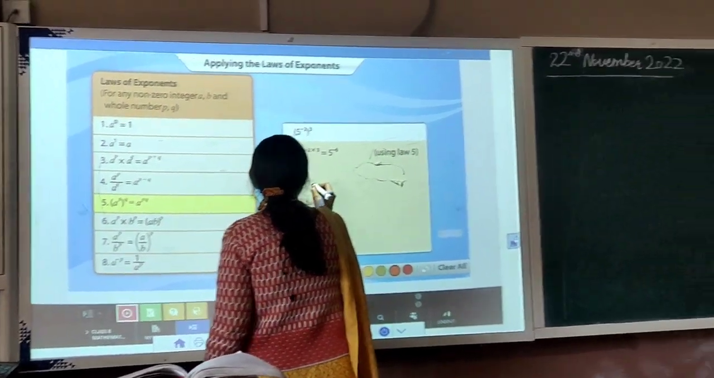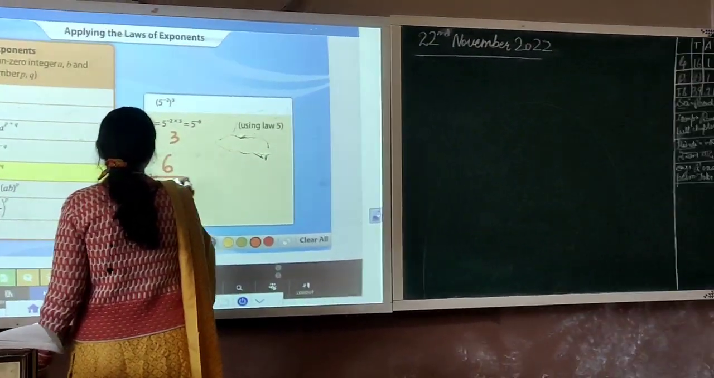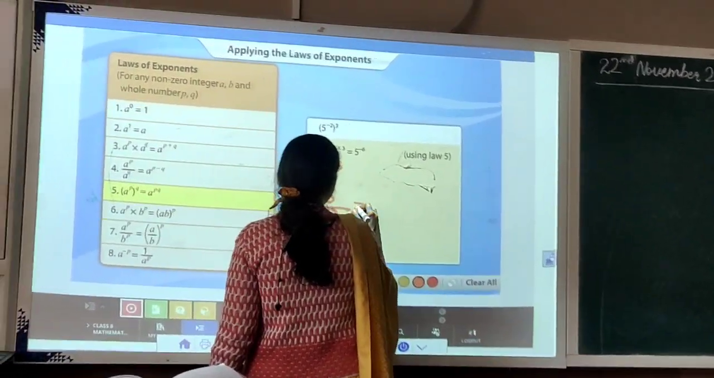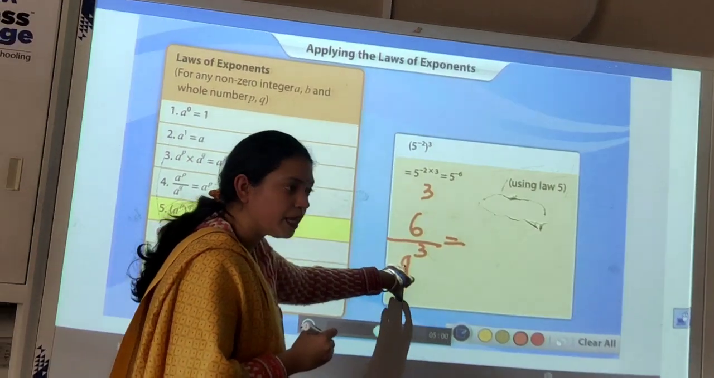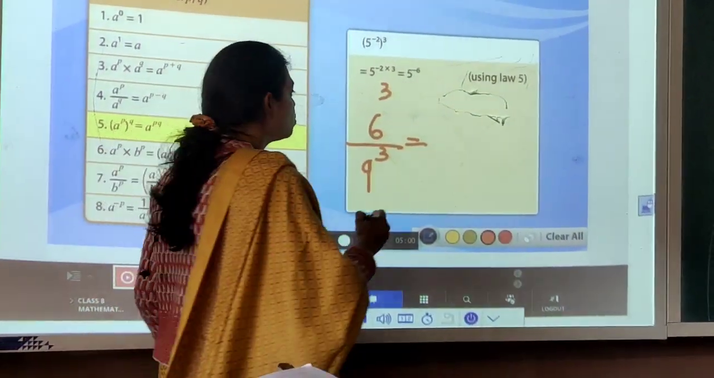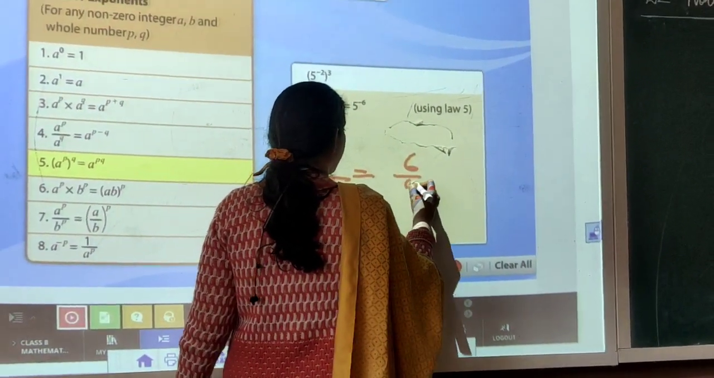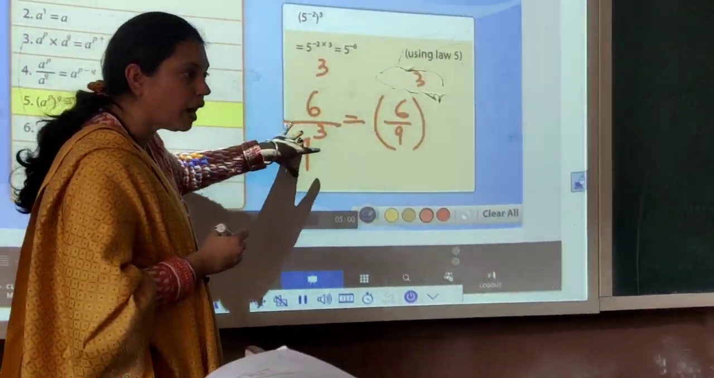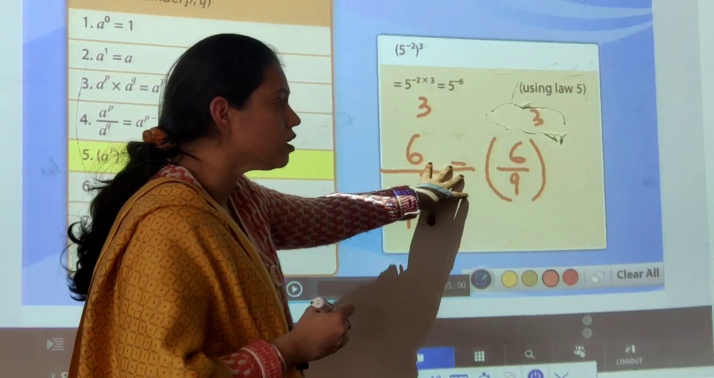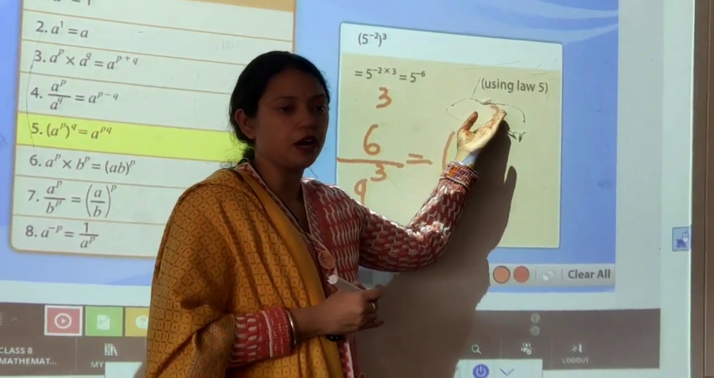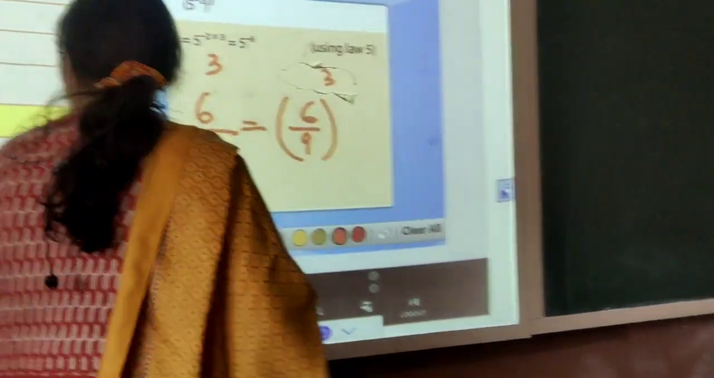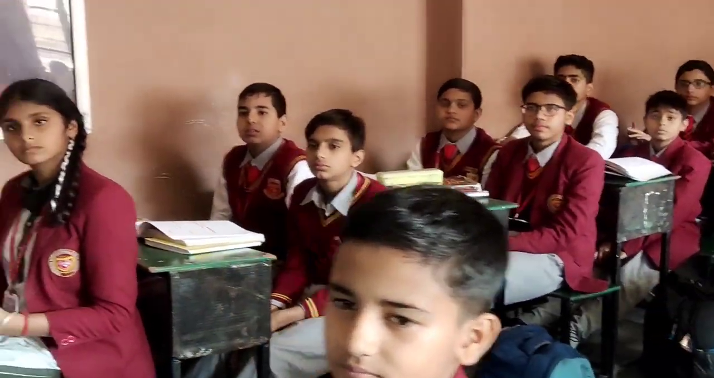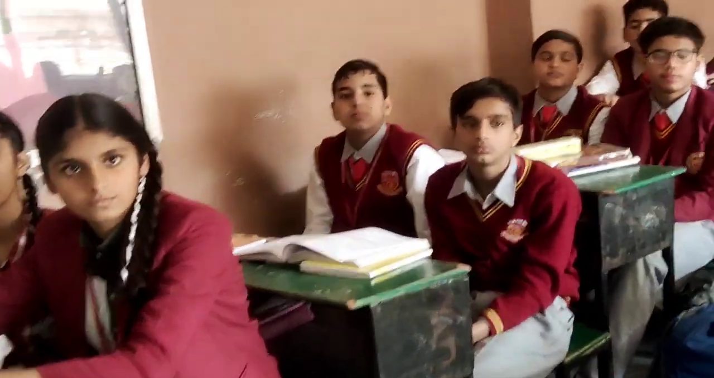For example, 6 raised to power 3 upon 9 raised to power 3. So what to do? These are different bases, but the same power. So I am going to write it as 6 upon 9 raised to power whole power 3. Means they are having different bases, but on applying laws, they both are having the same power. Getting on? Yes.